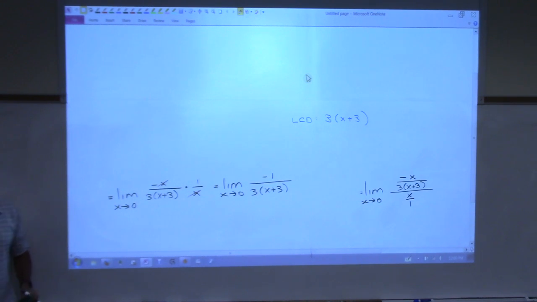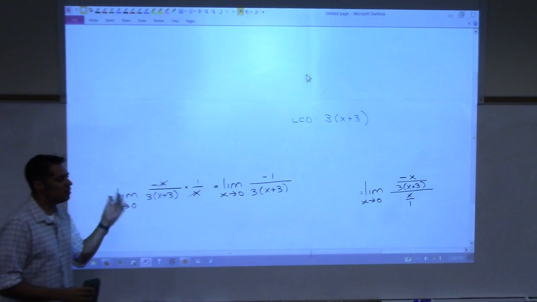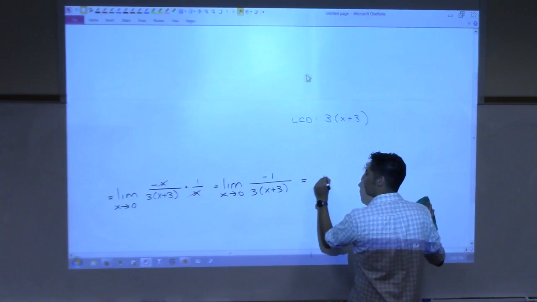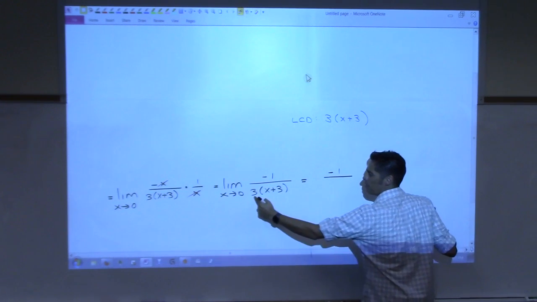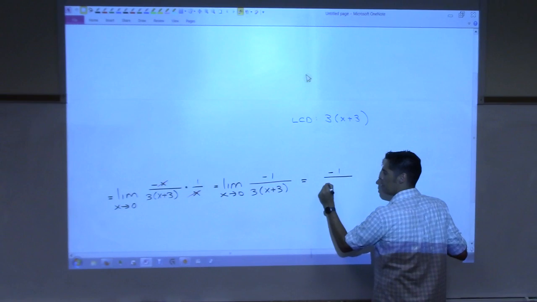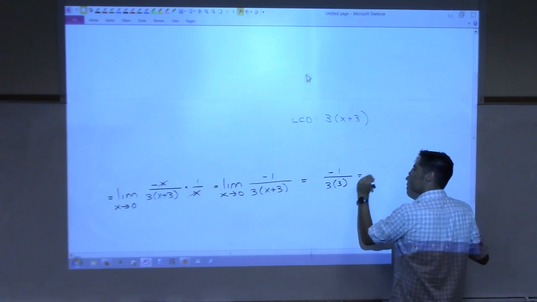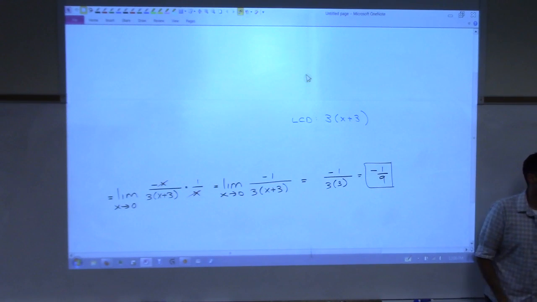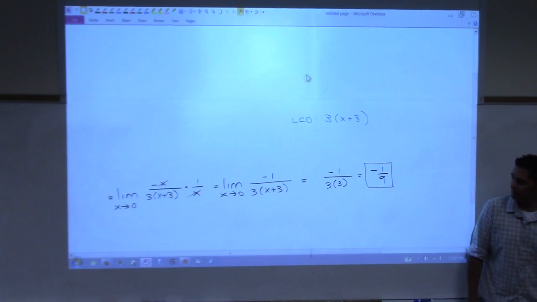At this point, direct substitution should take care of it. Try and plug in your 0 now. It's not going to be a problem, is it? -1 over 3 times, what's 0 plus 3? 3. So 3 times 3? -1/9. The function is headed to -1/9. Got it?